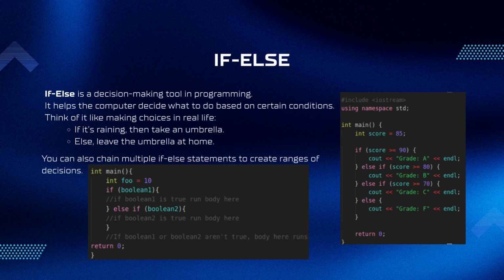The program on the right is an if-else code to grade a student's score according to the rubric. Take a look at it and try it on your own. You can also chain multiple if-else statements to create ranges of decisions. The syntax for it is at the bottom. You'll notice that we have a similar syntax for our program on the right.